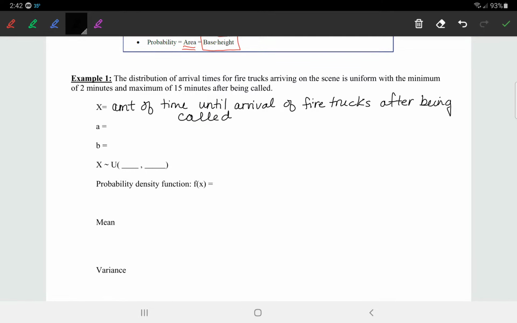Okay, so now that we've defined the random variable, the lowest value that this random variable takes on is given here. It has a minimum of 2 minutes, so A will be equal to 2, and a maximum of 15 minutes, so B will be equal to 15. So using those values, we can say X, our random variable, follows a uniform distribution of 2, 15.